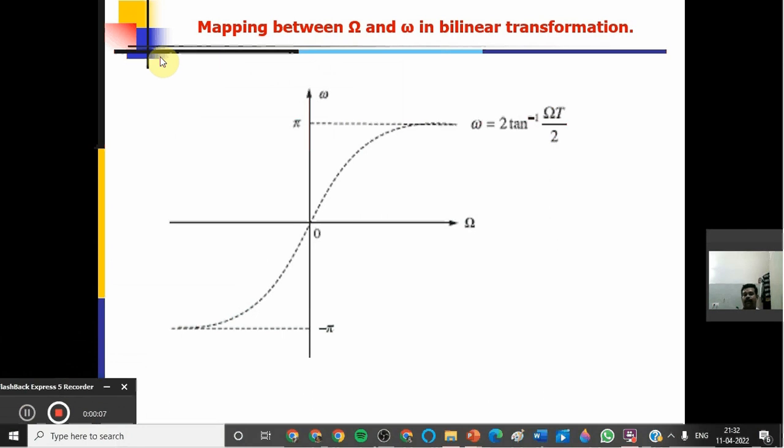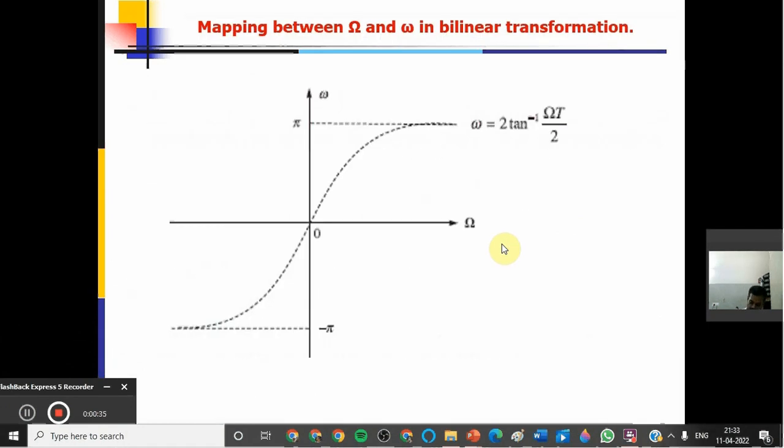Mapping between the analog cutoff frequency omega and the digital cutoff frequency omega in bilinear transformation. So this is a curve between the analog cutoff frequency and digital cutoff frequency. The digital cutoff frequency omega is equal to 2 tan inverse of analog cutoff frequency omega into T divided by 2.